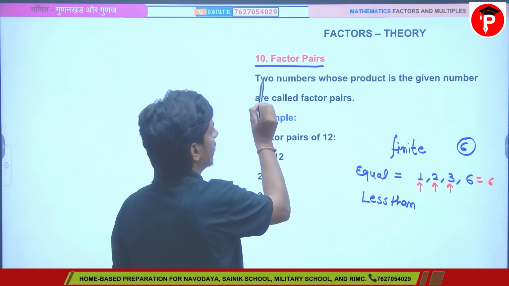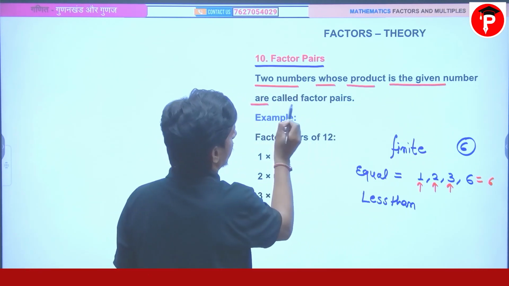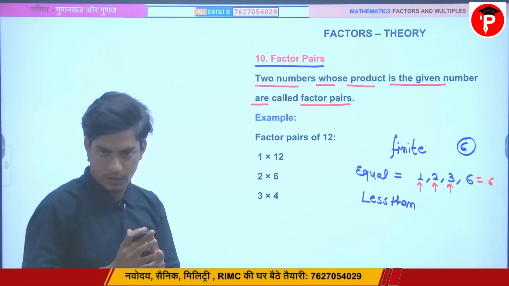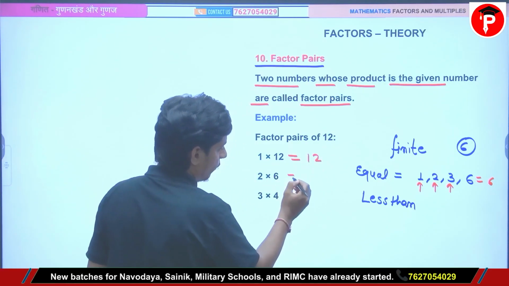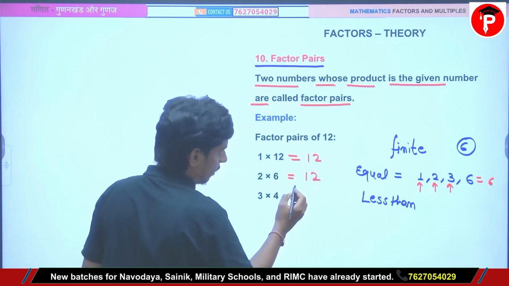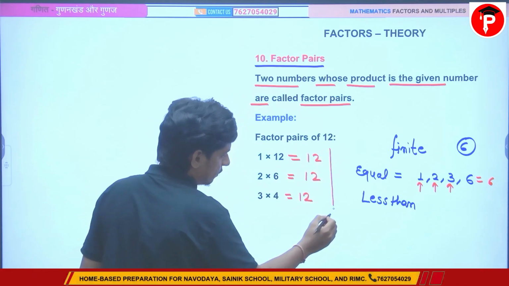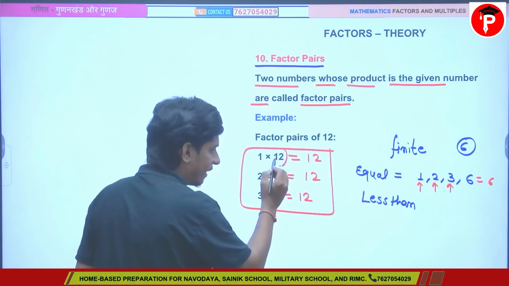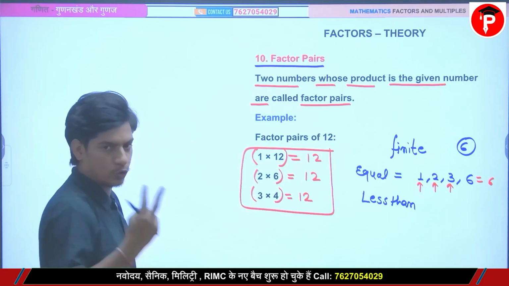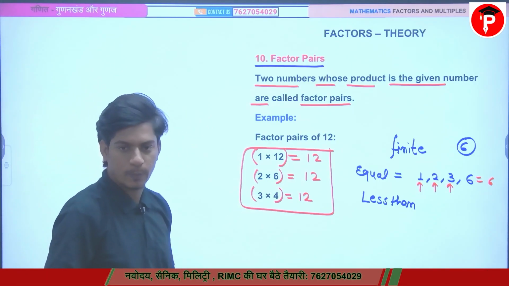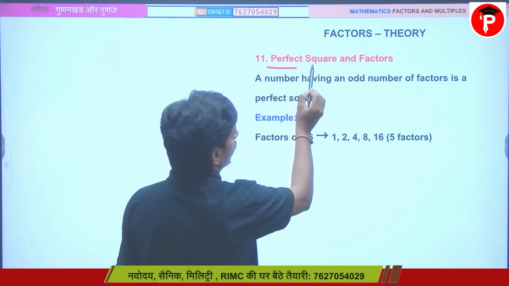Okay, now factor pairs. Two numbers whose product is the given number are called factor pairs. For example, if you multiply 1 with 12, you will get 12. If you multiply 2 with 6, you will also get 12. If you multiply 3 with 4, you will get 12. These are all called factor pairs. Pairs means two things. The shoes come in a pair, the socks come in a pair. Okay, now next, perfect squares and factors.